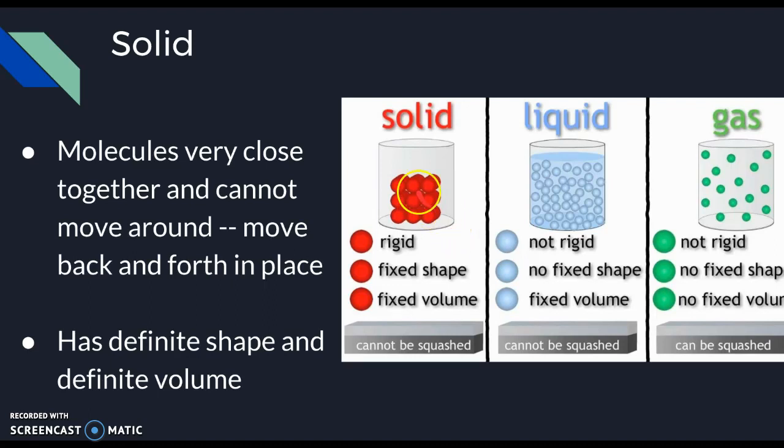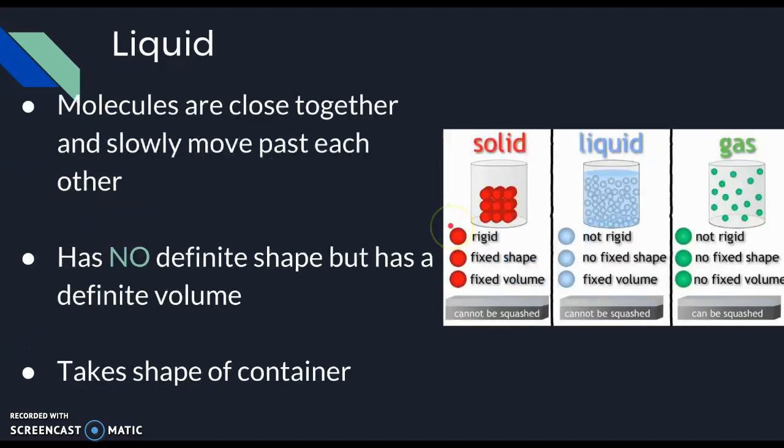And so for solids, we have a definite shape. It's not going to change unless we do something to it, and we have a definite volume, and we'd be able to calculate that by taking the length times the width times the height. Now, for liquids. Liquids are still very, very close together. Notice that they're showing the molecules in here as very close together. They're kind of just sliding past each other.